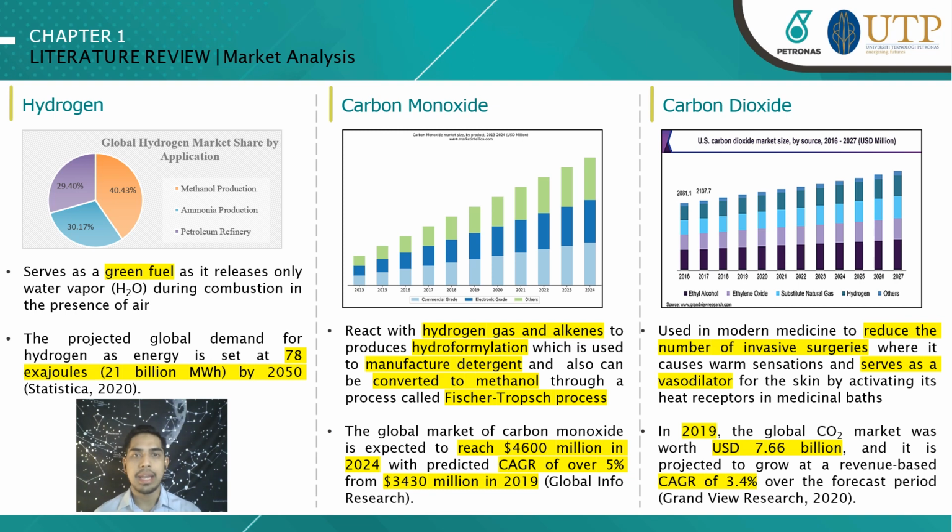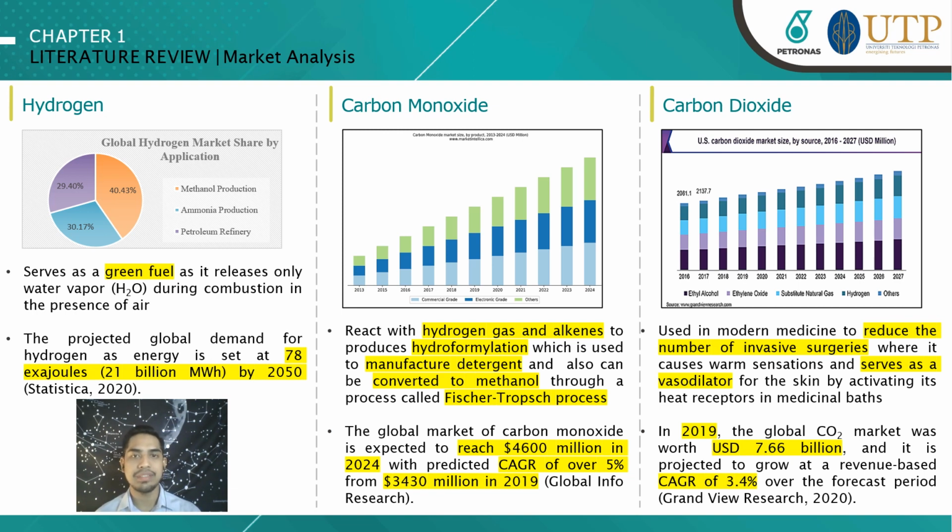Thank you, Fazli. Now, I will continue the presentation with the market analysis part. There will be a total of 8 products produced from this plant, 6 from pyrolysis and 2 from modified Solvay. The first one is hydrogen. As you can see in the figure in the hydrogen part, there are 3 major applications for hydrogen in the current market, which are methanol production, ammonia production, and petroleum refinery.